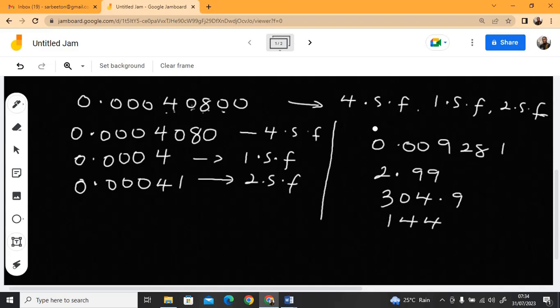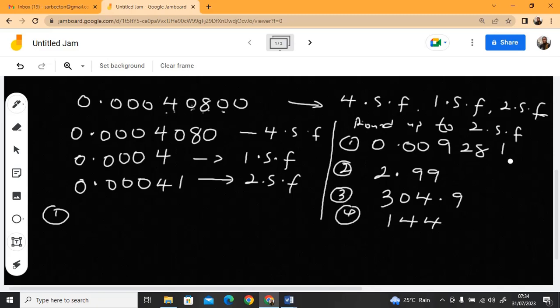So everything here you have to round up to 2 significant figures, each of them. Now the first one, number 1, this is number 1, this is number 2, this is number 3, and this is number 4. Now the first one, to 2 significant, this 0 is not counted. 1, 2, you stop here. This is up to 5. You make it 3. So what you have here is 0.0093. This is 2 significant figures.